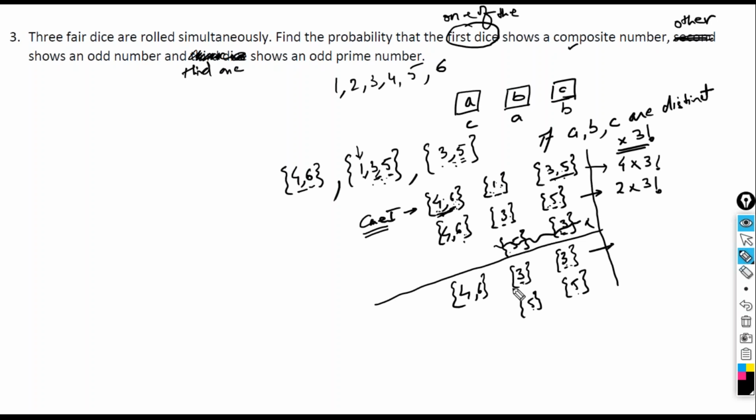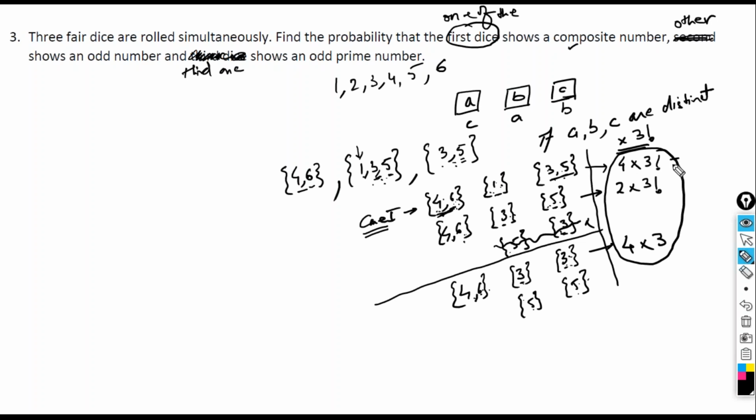When it comes to 433 or 633 or 455 and 655, they are a total of 4 cases. Now 433 or 633, 455 or 655, can be arranged in a total of three ways. So now they are going to be my total number of favorable cases.